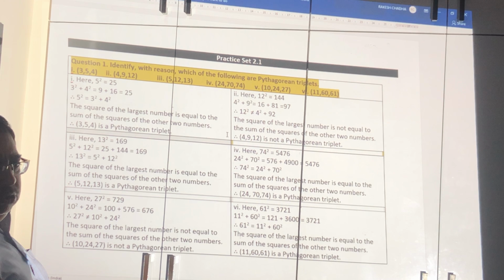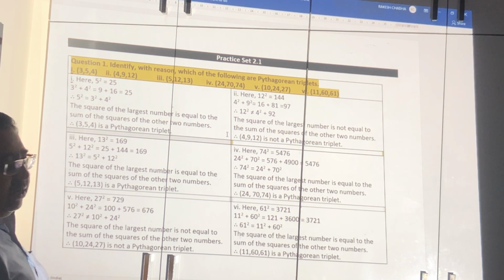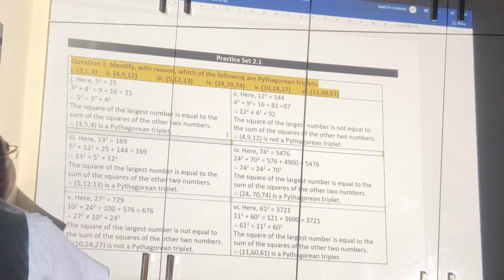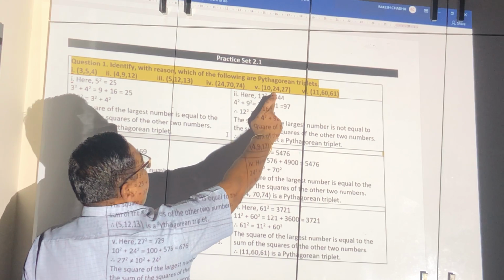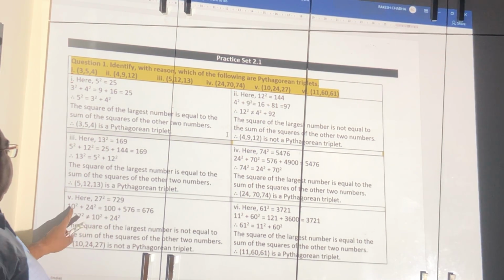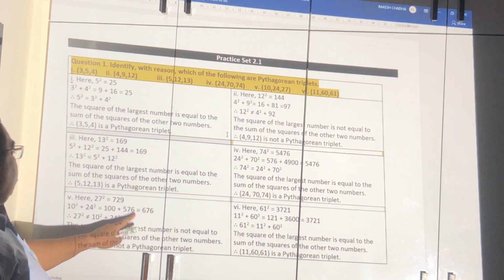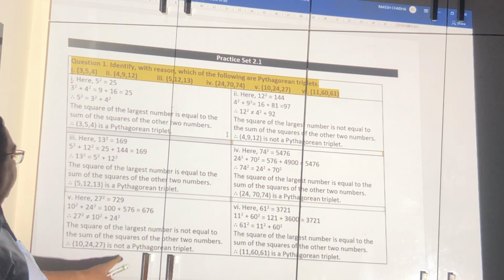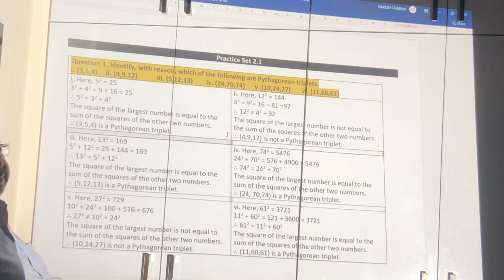Remember, my friends, I've told you, start learning squares and cubes. Otherwise, you will get stuck in the exam multiplying and wasting your time. Have a look here. 10, 24, 27. Biggest number is 27. Square it. Square the other 2 and add. They are not equal. So it is not a triplet.